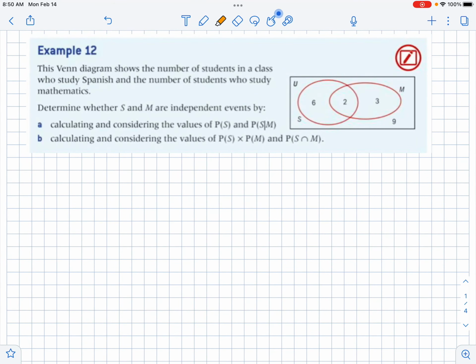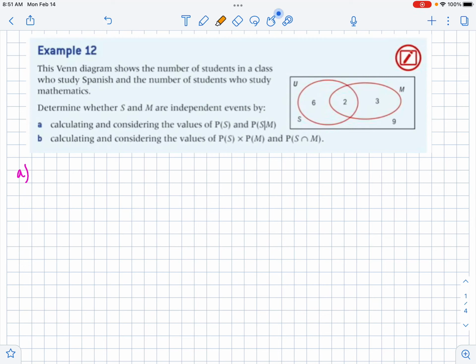First example: this Venn diagram shows the number of students in a class who study Spanish, so S is for Spanish, and people who study math, M is for math. Determine whether S and M are independent events by calculating and considering the values of probability of S and probability of S given that M happened. So first let's calculate those things.